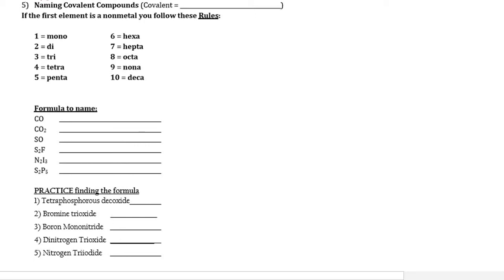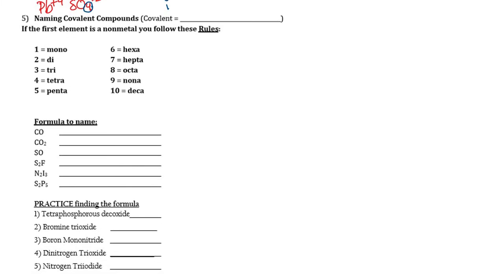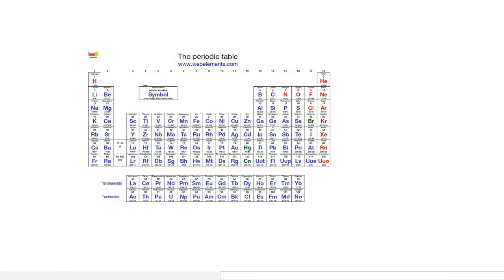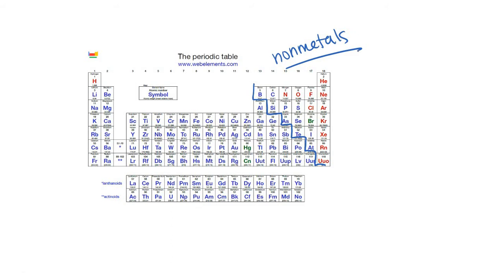So the next naming system that we're going to discuss is the covalent naming system. Covalent naming systems consist of all elements that are nonmetals. So they're all going to be nonmetals. And just a reminder, if we're looking at our periodic table and we have our staircase, our nonmetals are on the right-hand side.